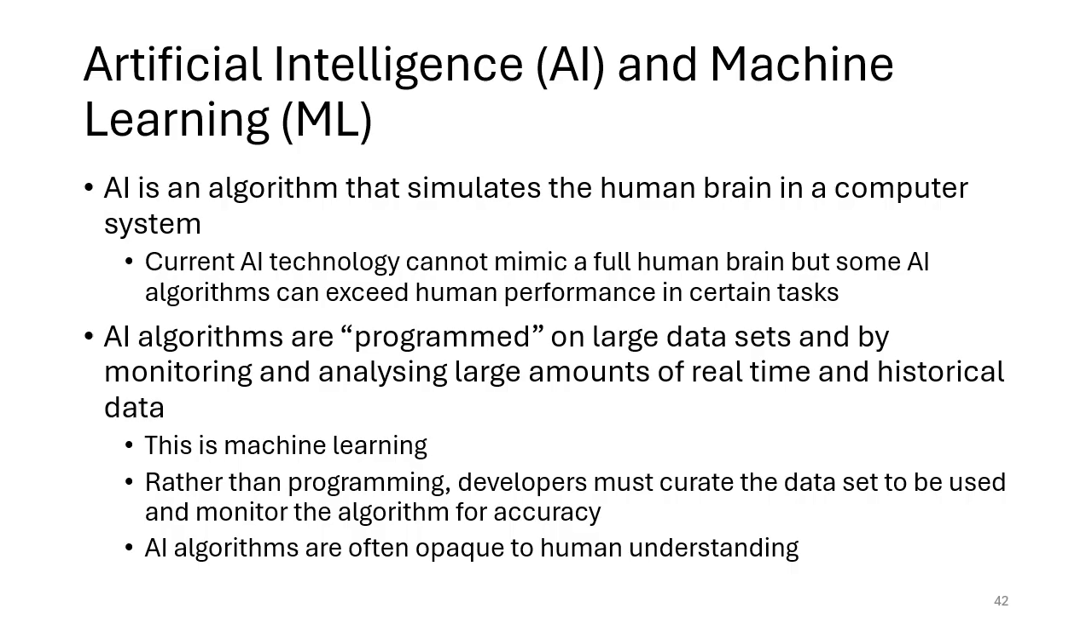Machine learning is another subset of artificial intelligence, which is more about an algorithm that uses a machine to sort of mimic what the human brain can do. And overall, you can consider AI as an algorithm that simulates the human brain in a computer system. We can't fully mimic a human brain. The human brain is too big and too complicated. But on the other hand, there are some AI algorithms that can exceed human performance in certain tasks.